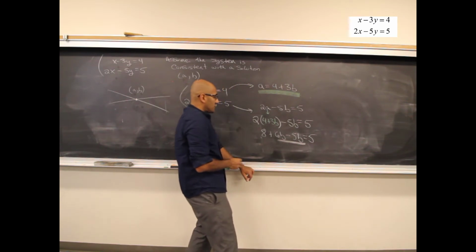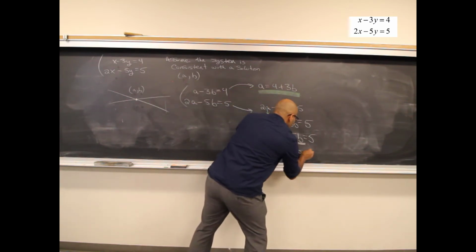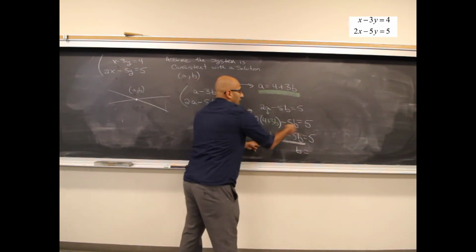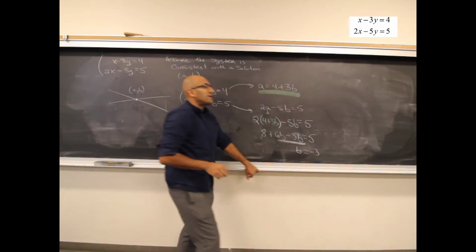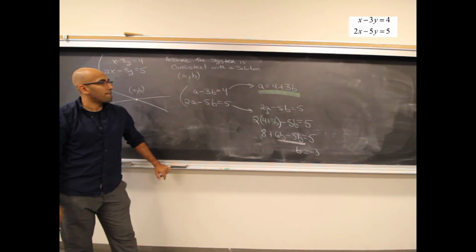6B minus 5B is just going to be B equals, and then if I subtract 8 from both sides, I end up with negative 3. So B equals negative 3 is my answer.